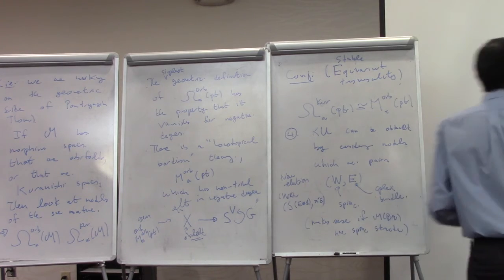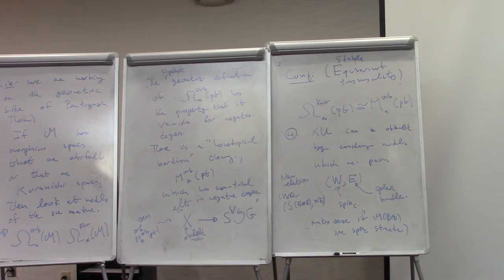Oh, this theory has a name. It's called K homology, topological geometric K homology. It was invented by Baum.